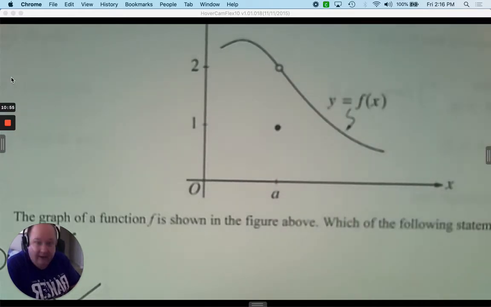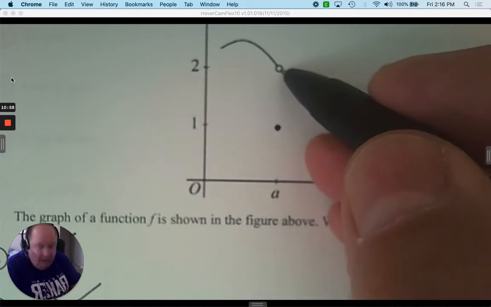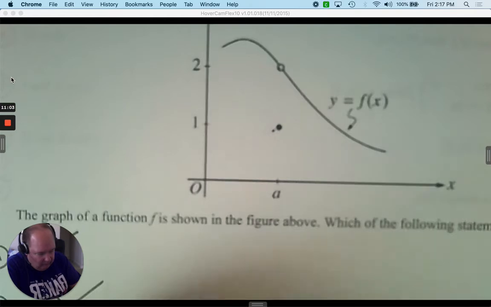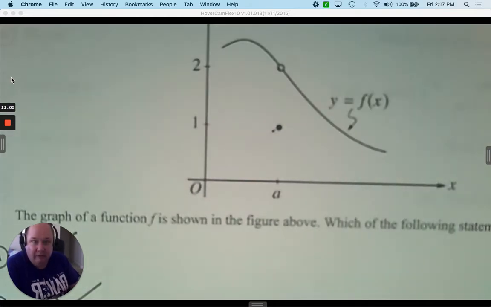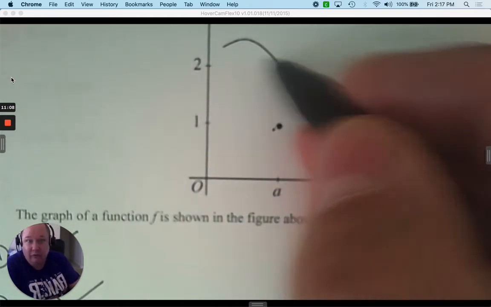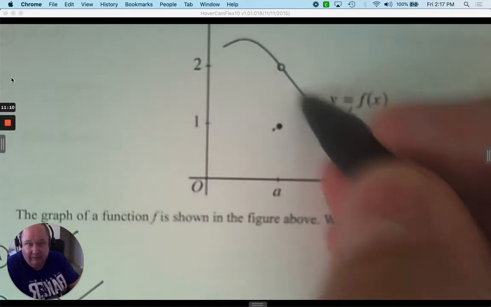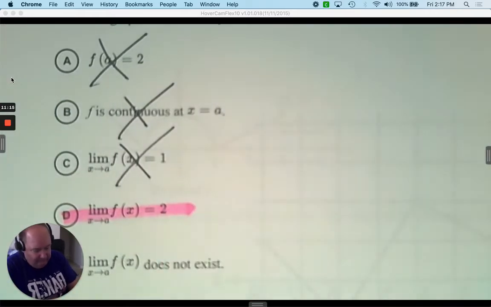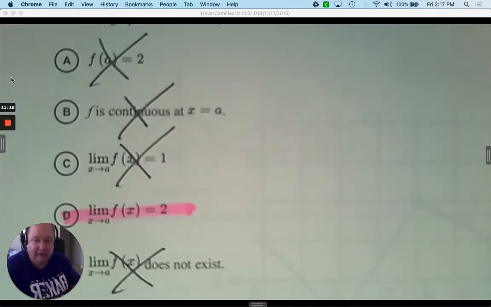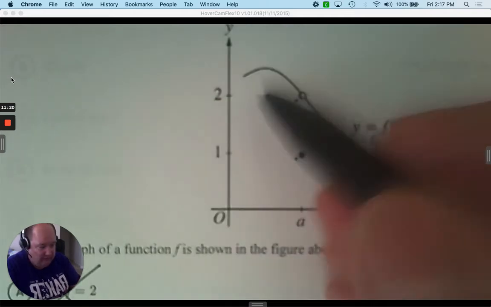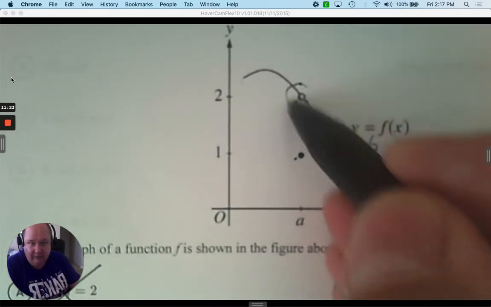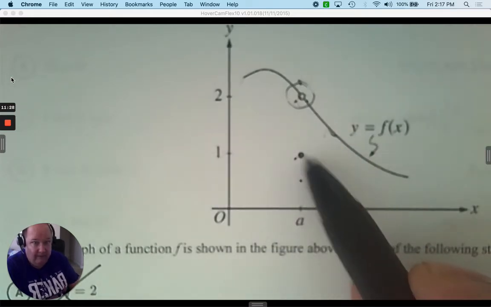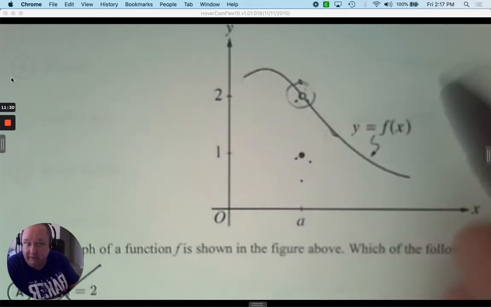The limit as x approaches a is 1. The limit from the left and from the right is not 1. That's not what it's approaching. The limit as x approaches a from the left and the right is 2. Is that the y-coordinate it's approaching from the left and right? The answer is yes. And the last one is, the limit doesn't exist. The limit does exist. It's approaching the same y value from the left and right. So from the left and from the right, they agree the limit is equal to 2. The function value is equal to 1. If they had the same value, then it would be continuous.